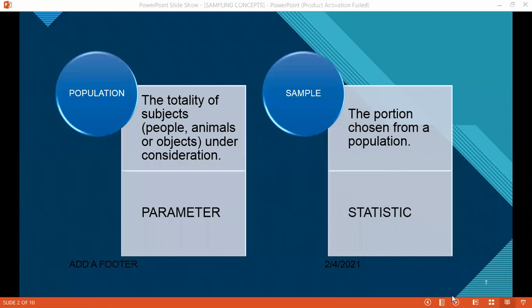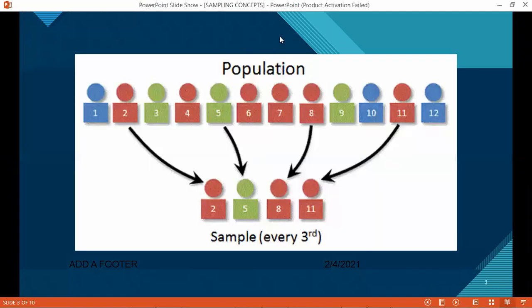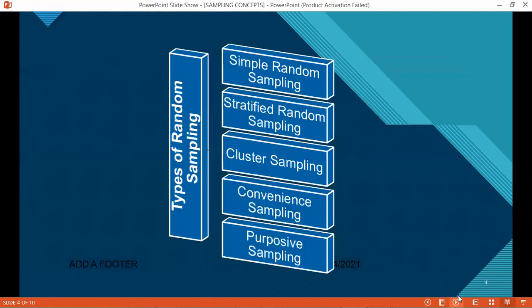Okay, next slide. So this is an illustration of how we get sample from our population. Say we have a population of 12 respondents, you will just get 4 out of your respondents. So paano siya nangyari? Ang nangyari, you will have 2, 5, 8, and 11. Now later on, I will discuss the common sampling techniques that are used in our society. So those are the types of random sampling that is commonly used.